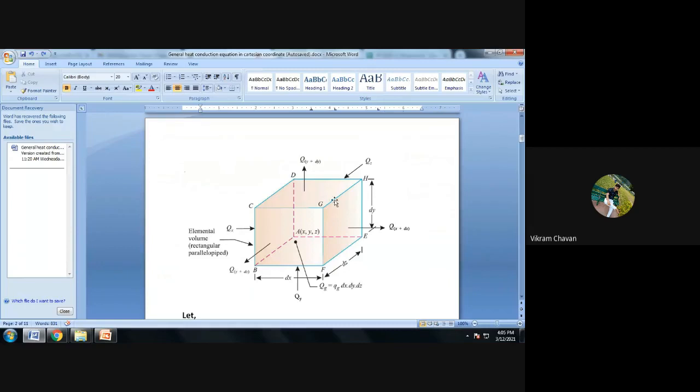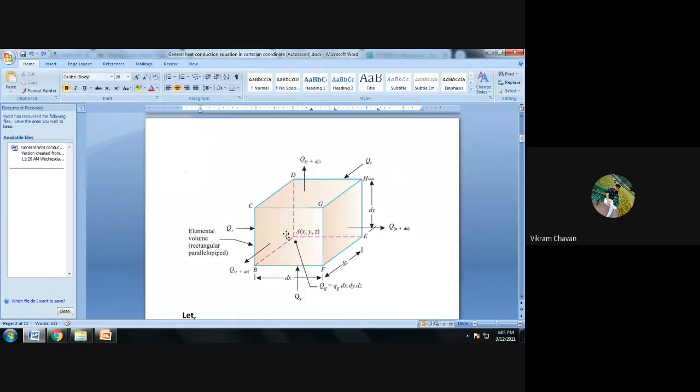Initially we considered one element, which we took as a parallelepiped, not a cube, whose sides have the lengths dx, dz, and dy. Then we gave the nomenclature for each corner of the element: A, B, C, D, E, F, G, H.